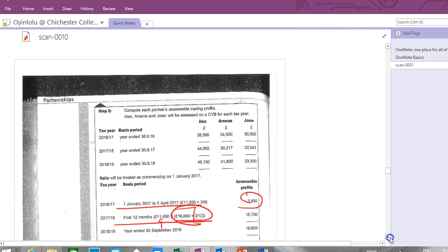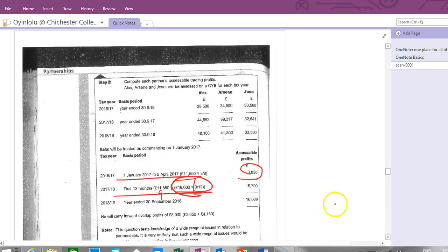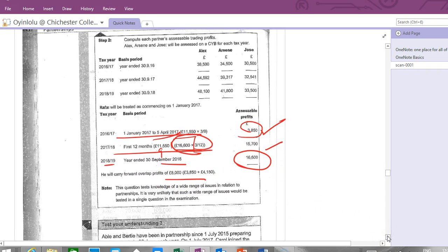It's trying to get you to look at someone like Rafa who's starting a business, who's joining a new business. Don't forget their 5th of April. Take their first 12 months if they don't have a 12-month period, and then everything carries on as normal, because now you can find a period in this period. And so Rafa will have overlap profits as well.